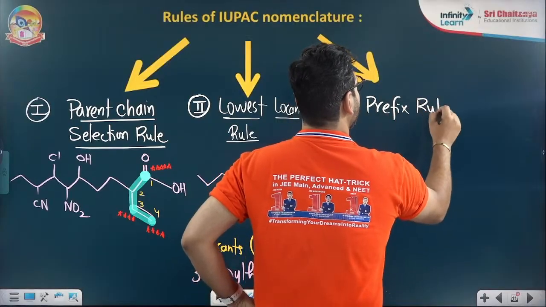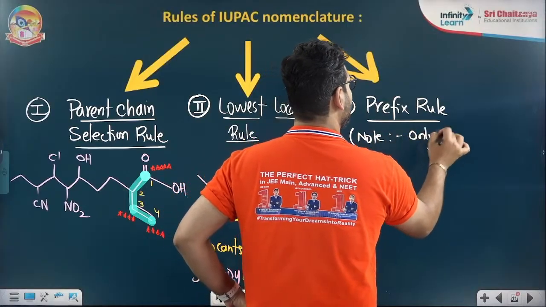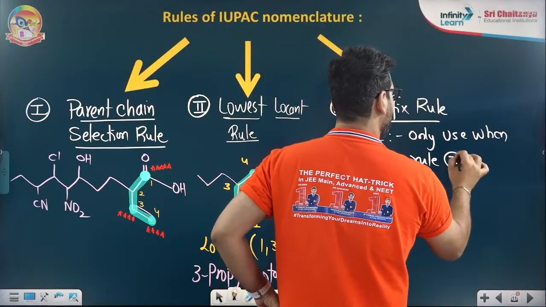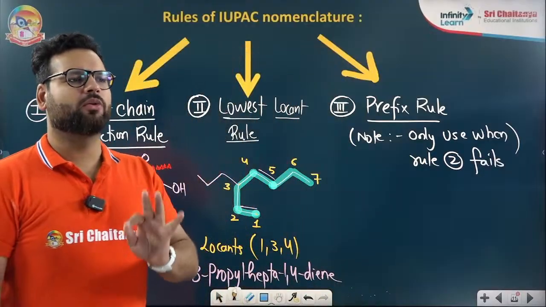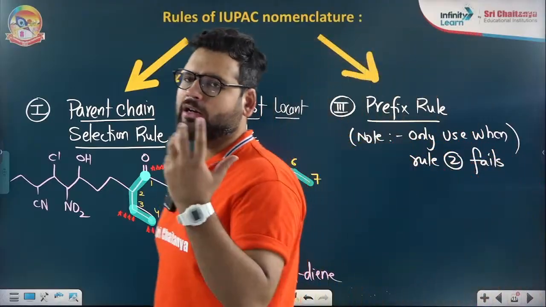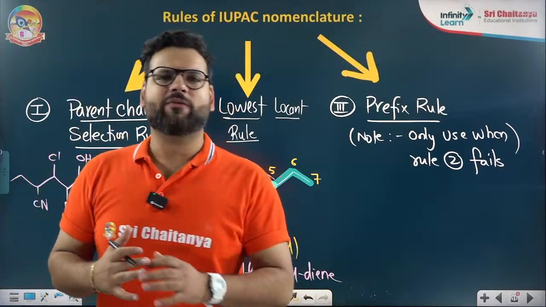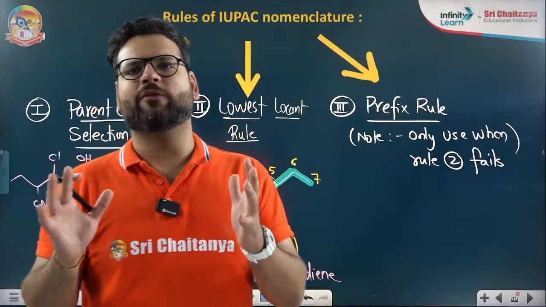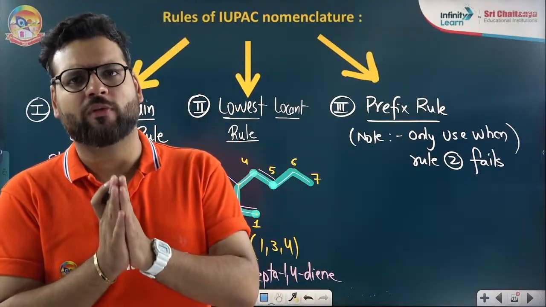Prefix rule. Bracket, note point: only use when rule 2 fails. When will rule 2 fail? You see here. Rule 2 will fail whenever the same locants come from both sides.